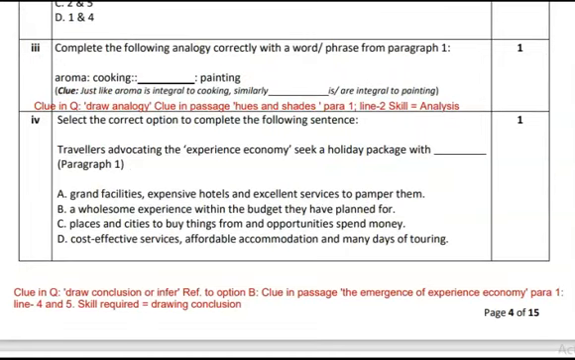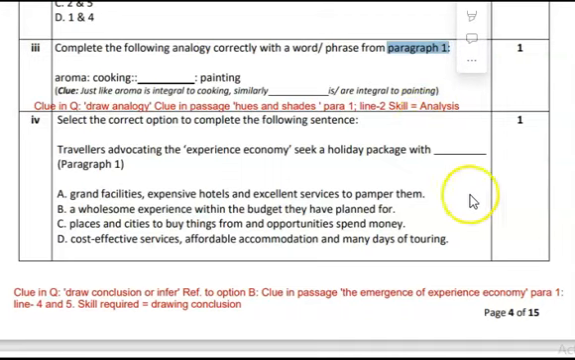Complete the following analogy correctly with a word or phrase from paragraph 1. Again, you just have to think a little. Aroma means fragrance, a pleasant smell that comes from cooking. So just like pleasant smell is integral to cooking, hues and shades are integral to painting. And this is given in paragraph number 1, line number 2. The question framer has already given you the hint that you can get this answer in the first paragraph. What else do you want?